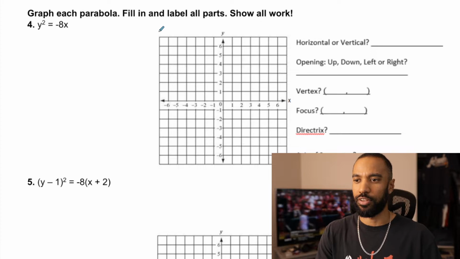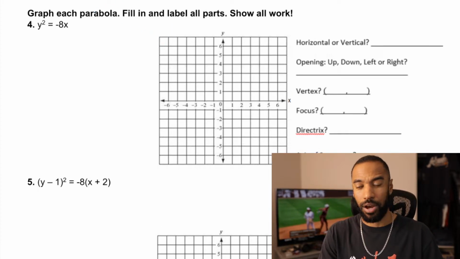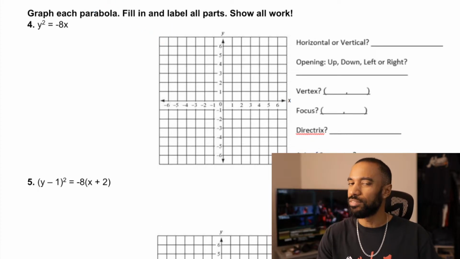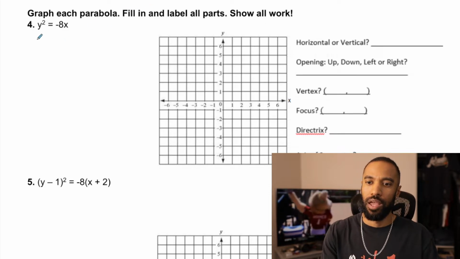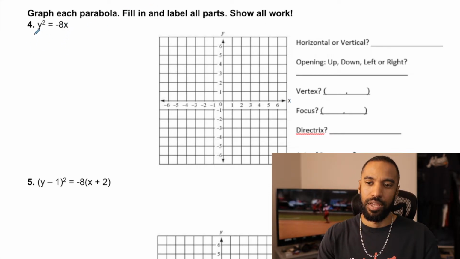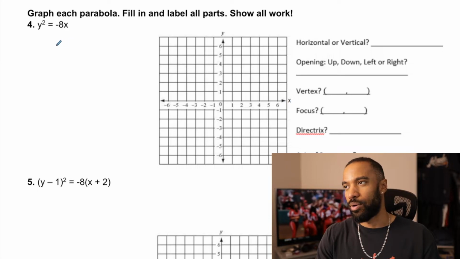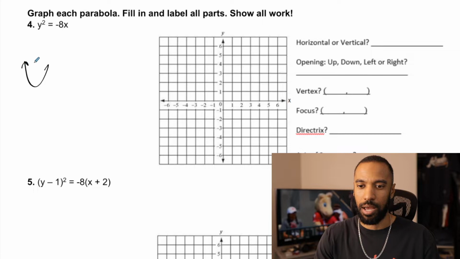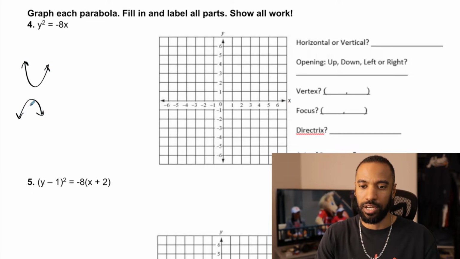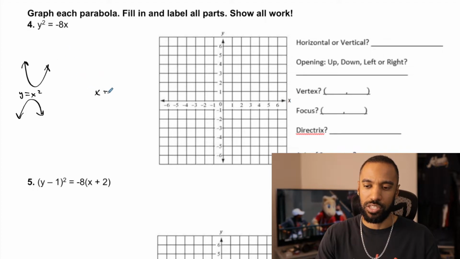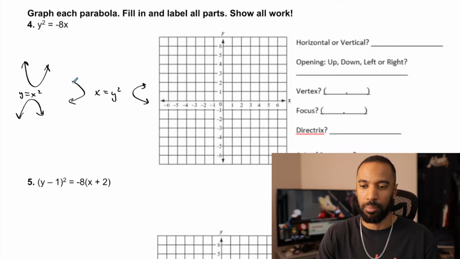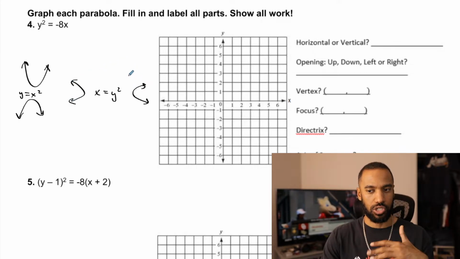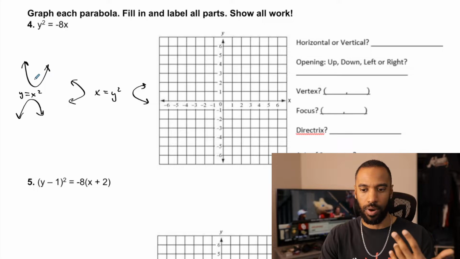Graph each parabola, fill in and label all parts, show all work. Now, I do want to go kind of fast on some of these. The parabolas I've done with my kiddos before are right side up and upside down parabolas, these y equals x squared kinds of equations. But you're looking at a form of x equals y squared here, which is either a rightward facing or leftward facing parabola. Not quite a function. It's just the opposite of what you would do with a y and x squared.